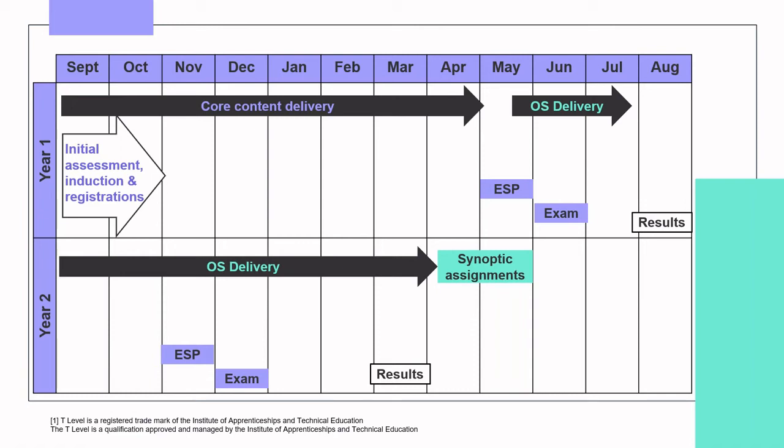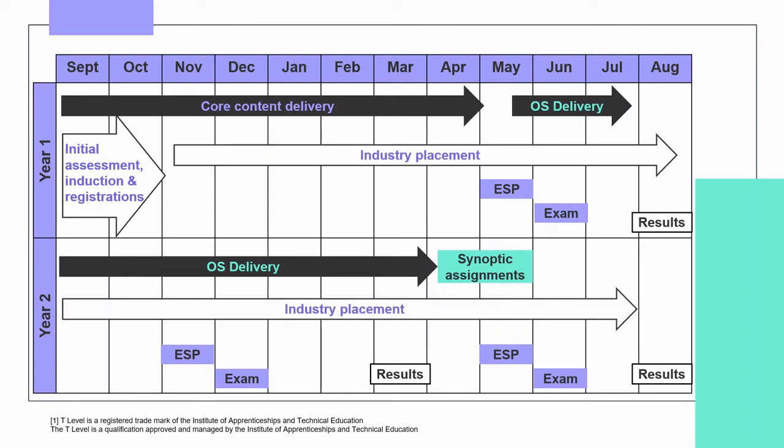Then we are on to our final assessment for the technical qualification, which is the occupational specialism, with those assignments beginning in April. There will be another chance for resits of the core assessments in the summer term, if needed, with the results for those exams and the results for the occupational specialism synoptic assignments being released in August.